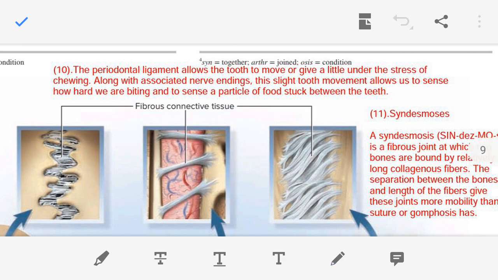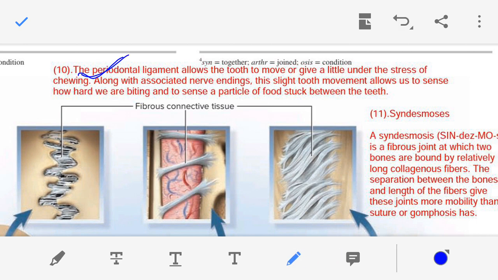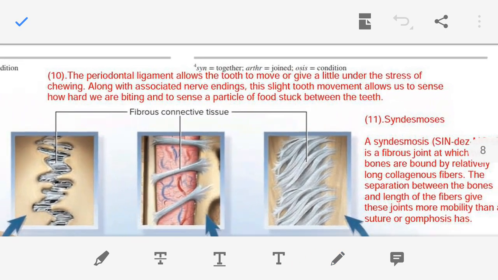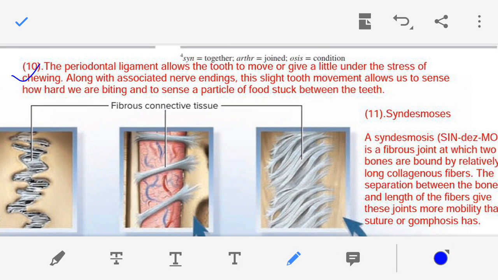So the functions of the periodontal ligament: one thing, it is fixing our teeth in the socket. Second, the sensation of chewing and biting, and anything which is stuck in our teeth, we can feel that stuck particle due to this periodontal ligament. These are the functions of the periodontal ligament.